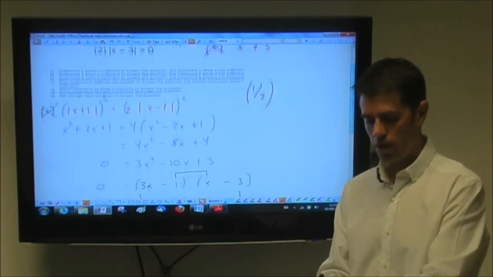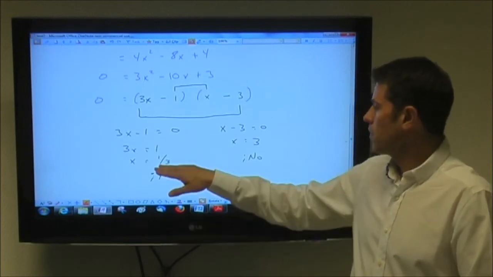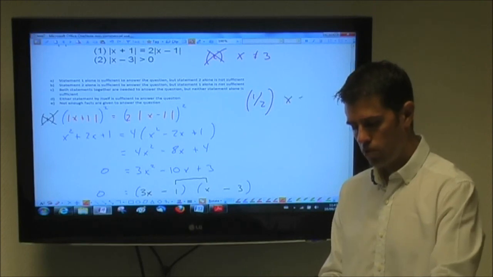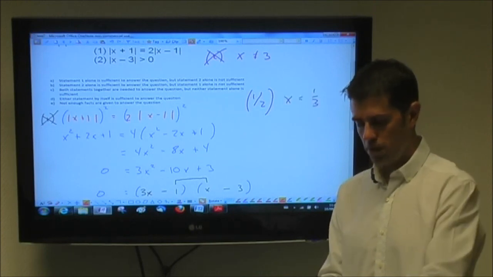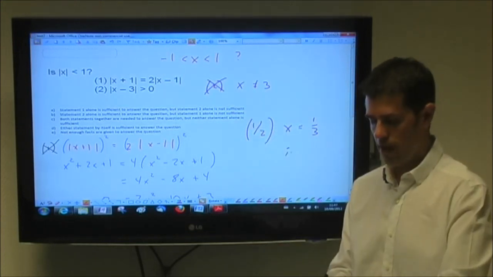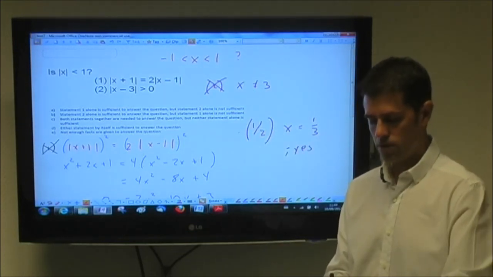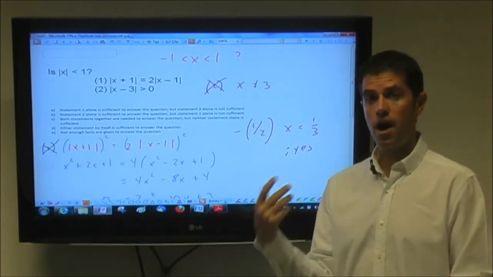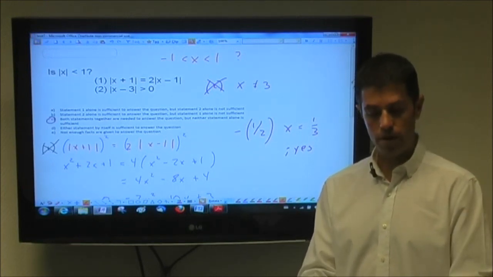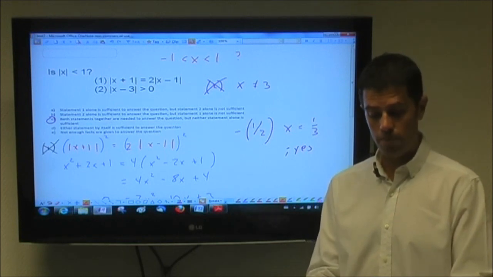Now when I put both statements together, I clearly see that according to statement 2, x does not equal 3, and according to statement 1, x is 1/3 or 3, so x could only equal 1/3, which means x is between minus 1 and 1. The answer is a definite yes. So statement 1 and statement 2 together are sufficient. Therefore the answer is C. Both statements together are needed to answer the question, but neither statement alone is sufficient.